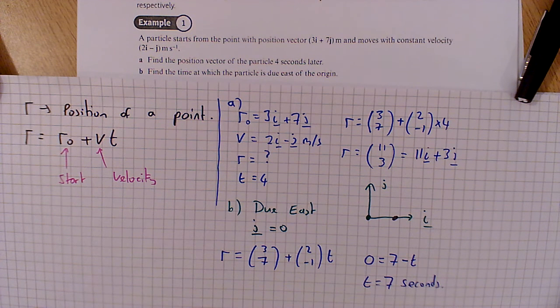That's because for us to be due east, the j part has to be 0, so the bottom of my vector equation has got to be 0. That's how we find t. Pull that equation out of there, and we get that it's 7 seconds.